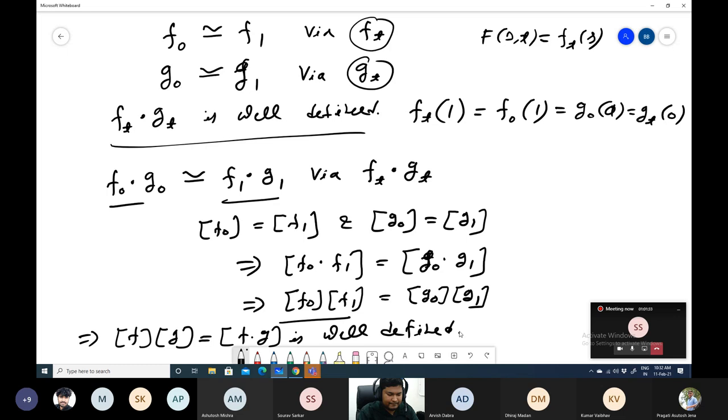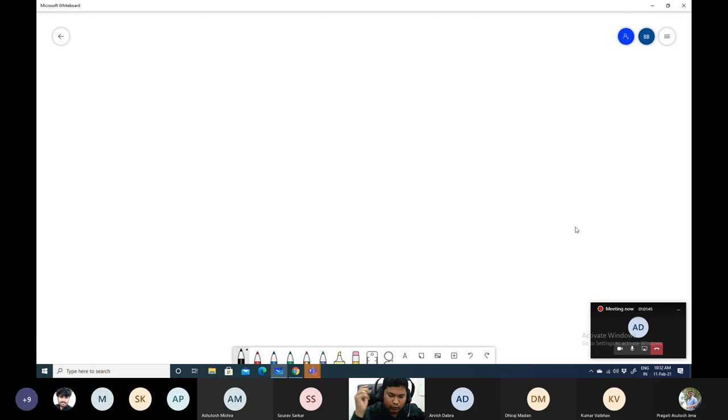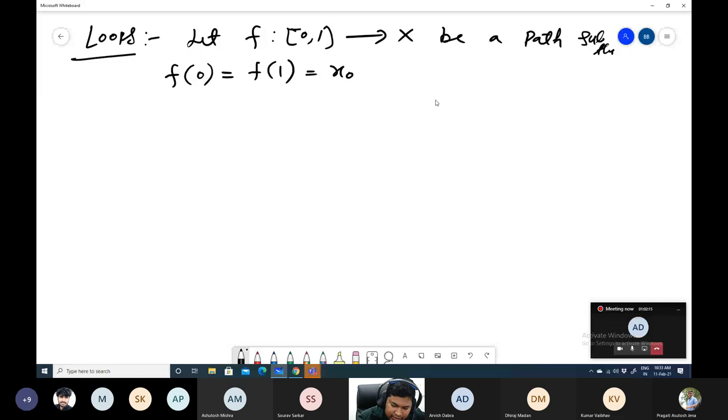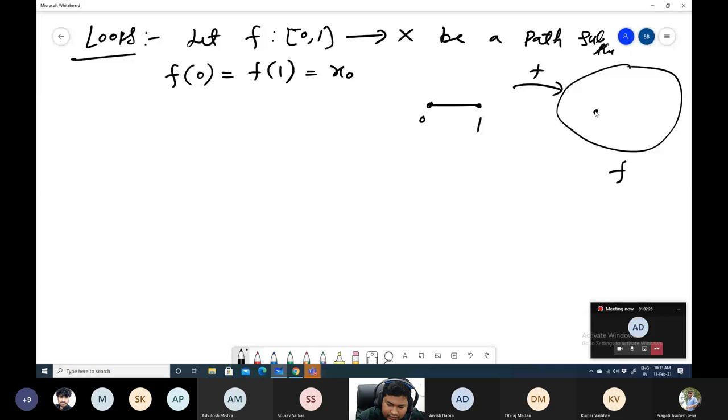Okay? Right. Now this part is simple. Now we talk about loops. So what is a loop? Now let f from [0,1] to X be a path such that f(0) equals f(1), say some point x0. That means it is a path from [0,1] to some topological space X. It starts from here and it ends here. So this is this kind of path, with base point x0.